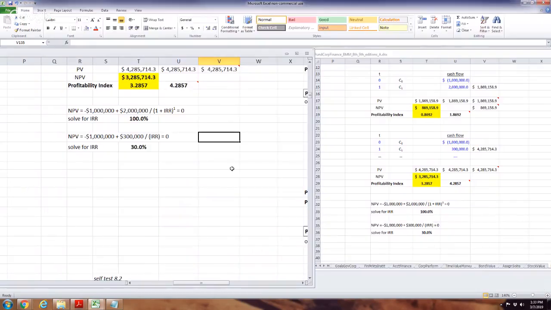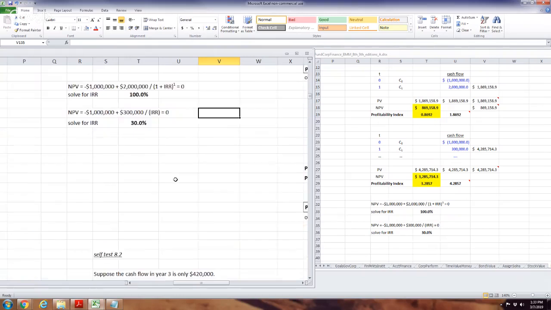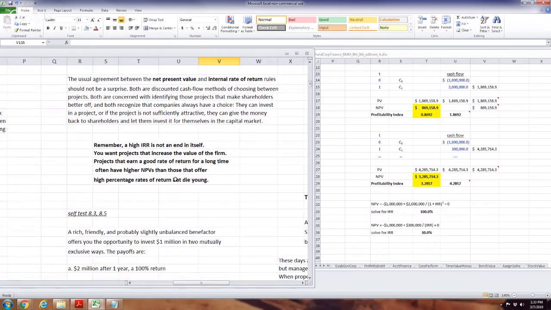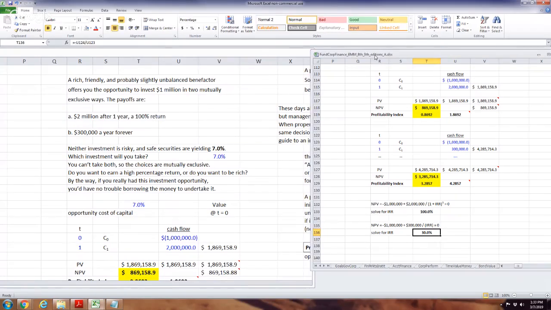8.4 is, let's see. We didn't work on this. It says we draw 8.3. There are more self-tests that we're going to work on, and that's all well and good, and we'll do that.